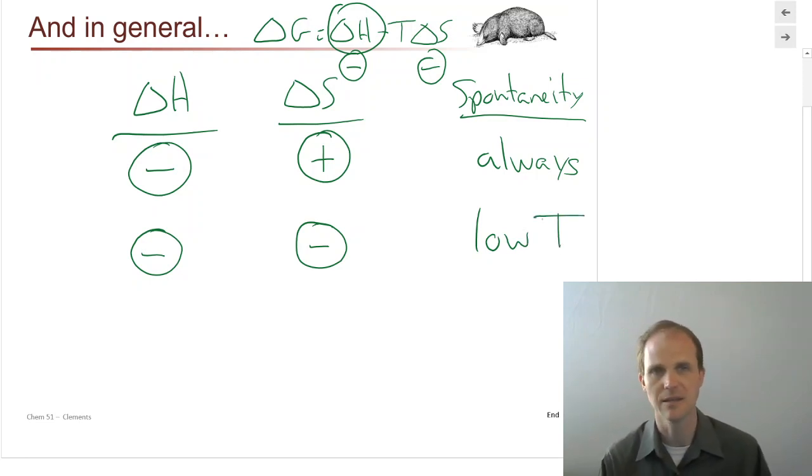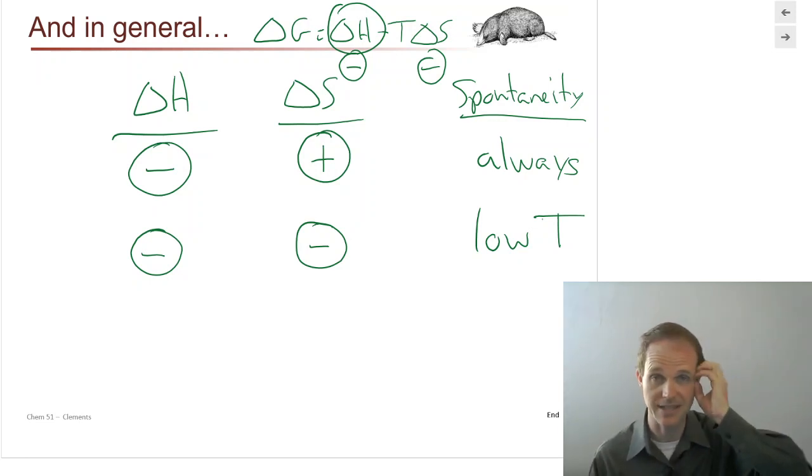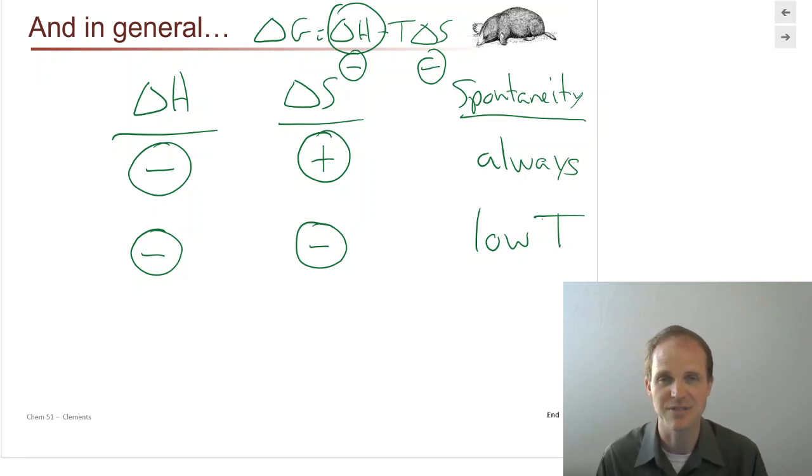Now what does low mean? Low is relative. It means nothing all by itself. It just means there is a temperature, and below that temperature it's going to be spontaneous, and above that temperature it's going to be non-spontaneous. But we don't know what that temperature is unless we actually calculate it. But that's just what it means.